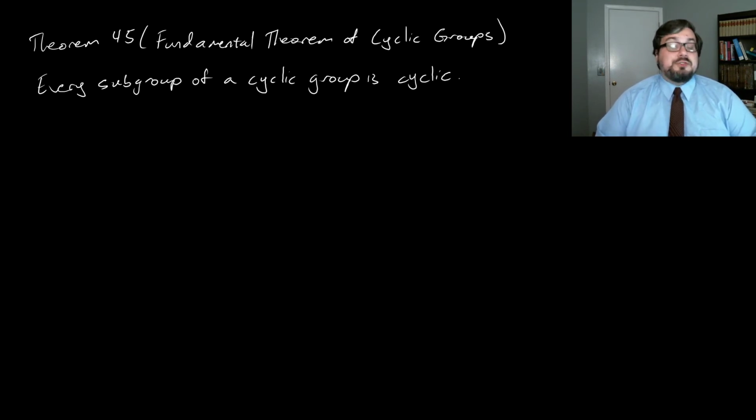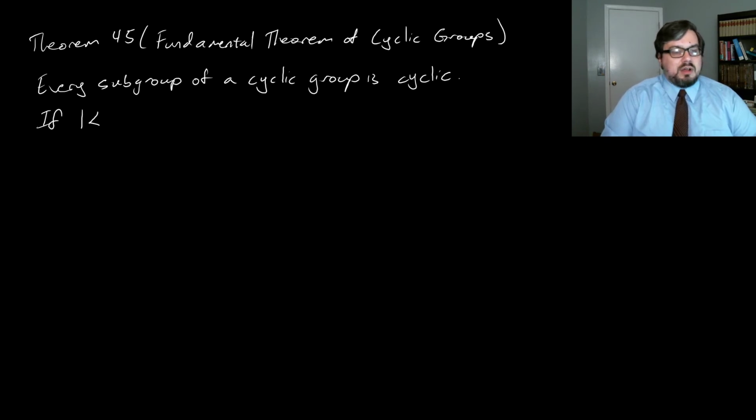That by itself is already a pretty important statement, because this sort of statement isn't always true. Subobjects don't always have the same properties of the objects they sit inside. But in the case of cyclic groups, that's true. Every subgroup of a cyclic group is cyclic.